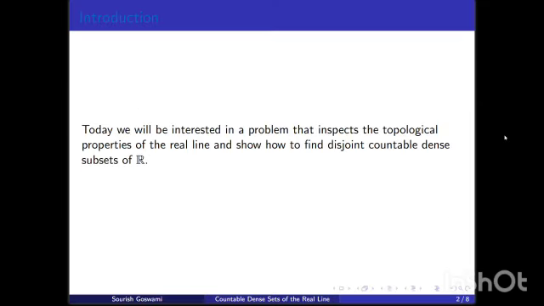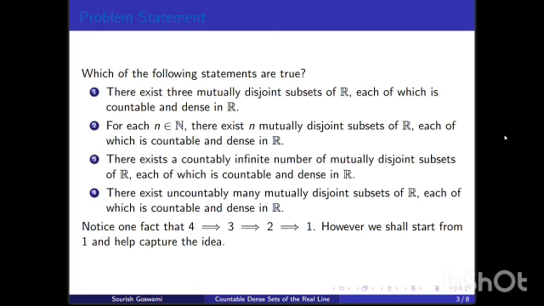I am Shorish Goswami and today we will be interested in a problem that inspects the topological properties of the real line, and we will show how to find disjoint countable subsets of R. So the problem is this: which of the following statements are true?